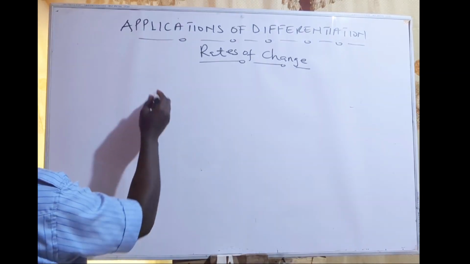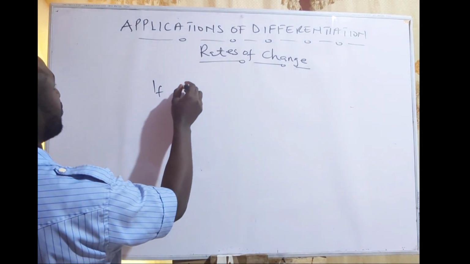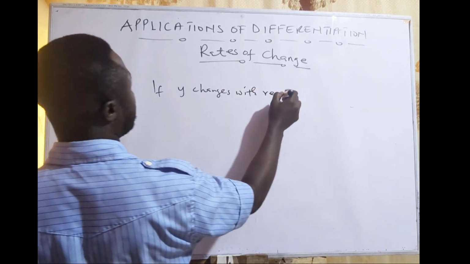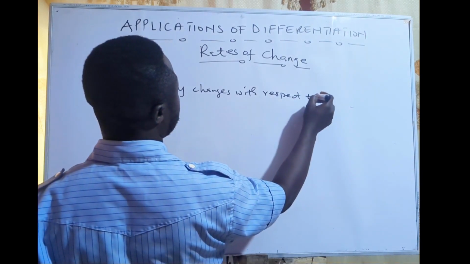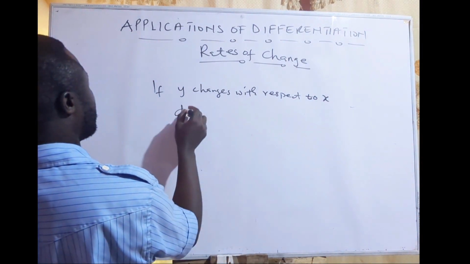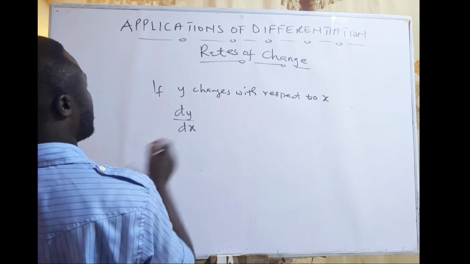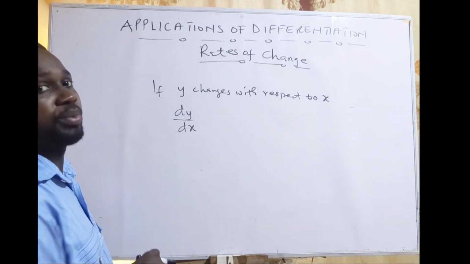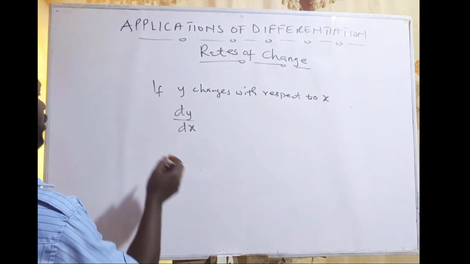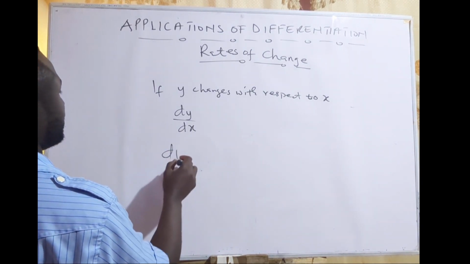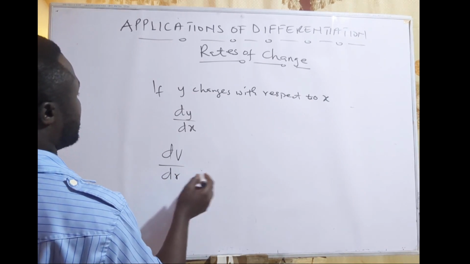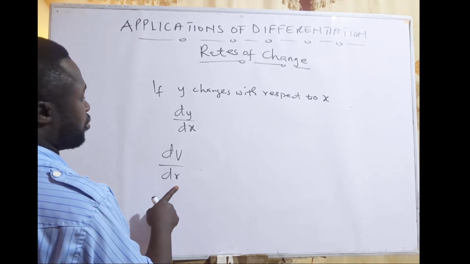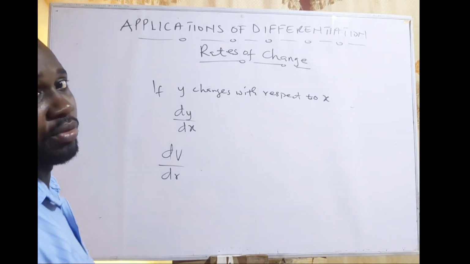Let's say y changes with respect to x, then I can write this as dy/dx. It means that y has changed with respect to x. So if somebody also writes dv/dr, it means that v has changed with respect to r.